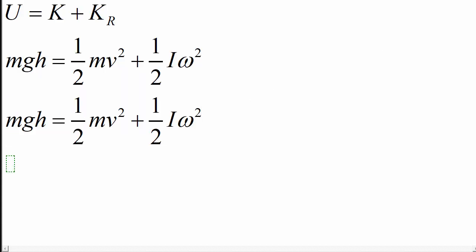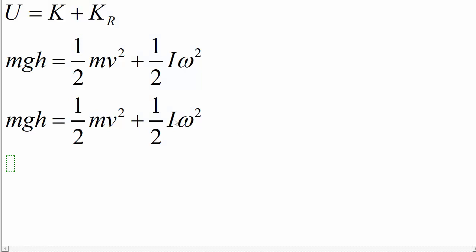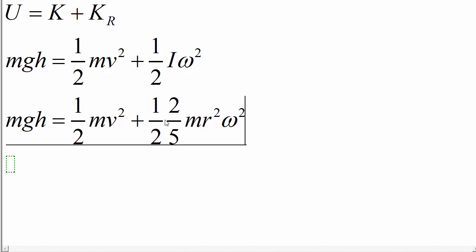That is to say, mgh becomes 1/2 mv squared plus 1/2 I omega squared. And from our list, we see that a solid sphere has a rotational inertia of 2/5 mr squared. So I'm going to replace I with 2/5 mr squared.